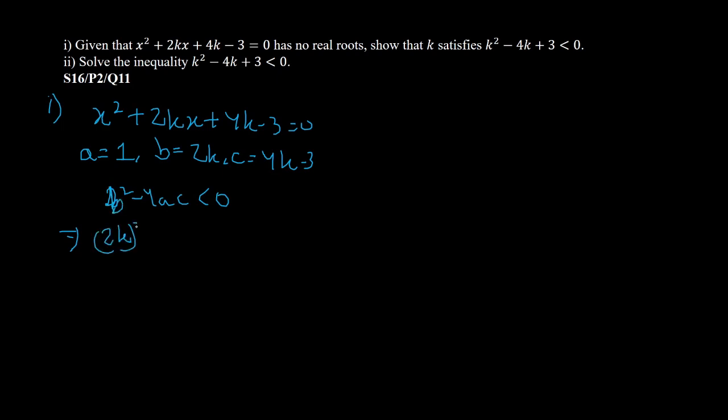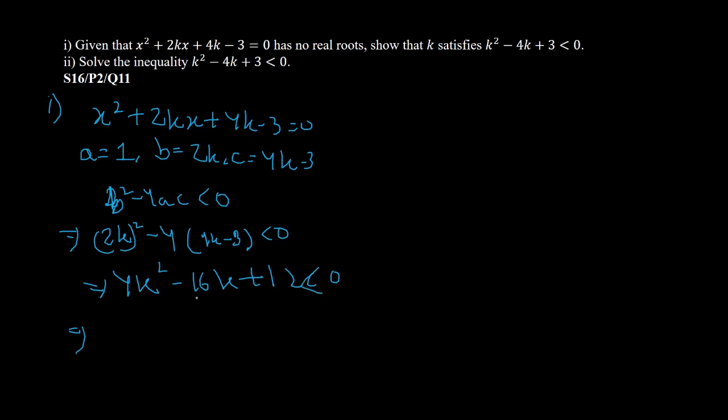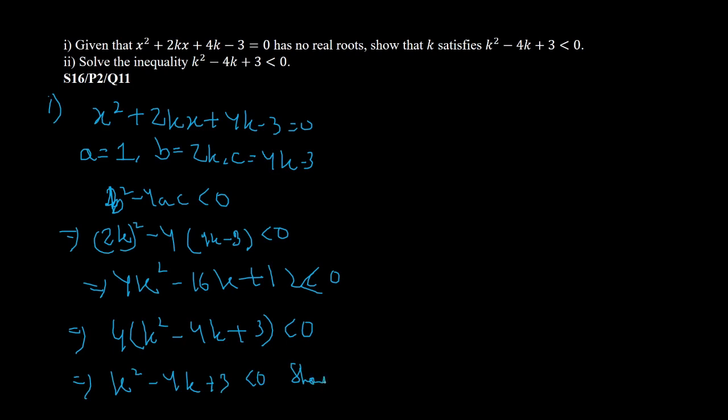So therefore we have (2k) whole square minus 4 into (4k minus 3). So therefore it is less than 0. So 4k square minus 16k plus 12 less than 0. And then we take 4 common from all of this. We have k square minus 4k plus 3 less than 0. So therefore k square minus 4k plus 3 is always going to be less than 0, shown. Now we actually have to solve this inequality. So last thing for today, solving this one.